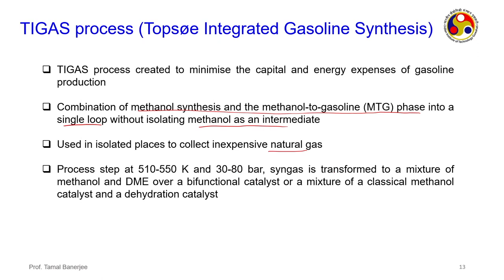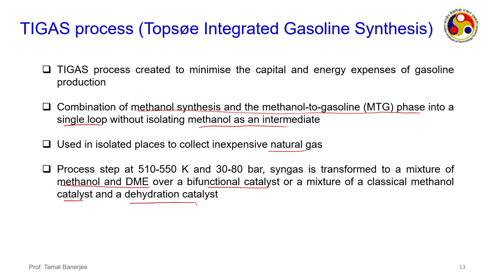Syngas is transformed to a mixture of methanol and dimethyl ether over a bifunctional catalyst or a mixture of classical methanol catalyst and dehydration catalyst. Either you use a bifunctional catalyst or a mixture of classical methanol and dehydration catalyst. Not much is known about the catalyst. I have not discussed the catalyst in detail because it's a proprietary item.